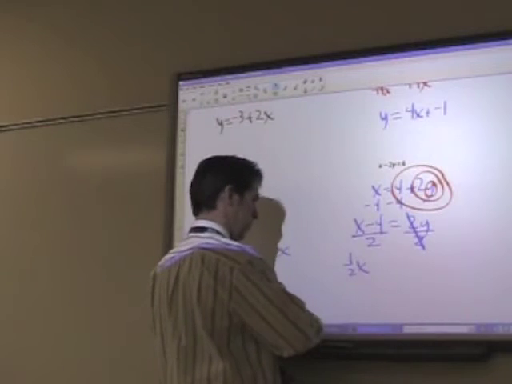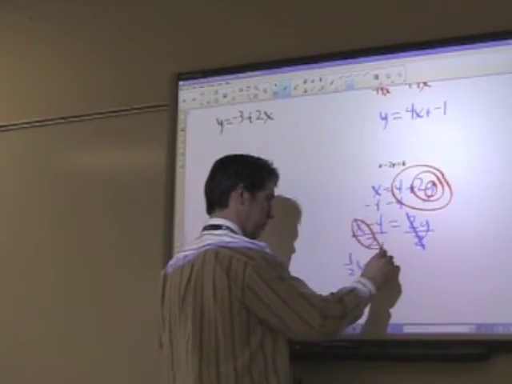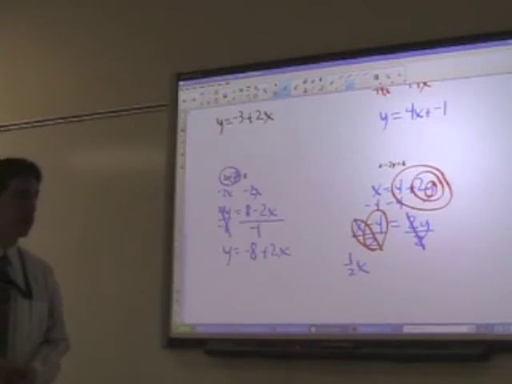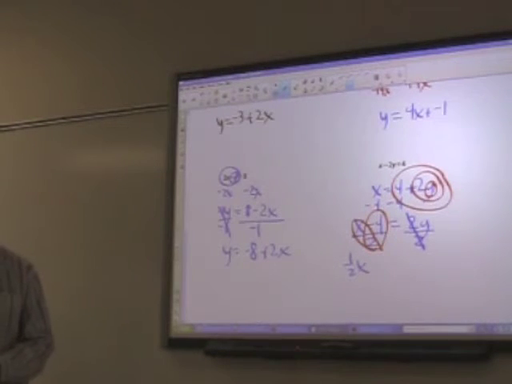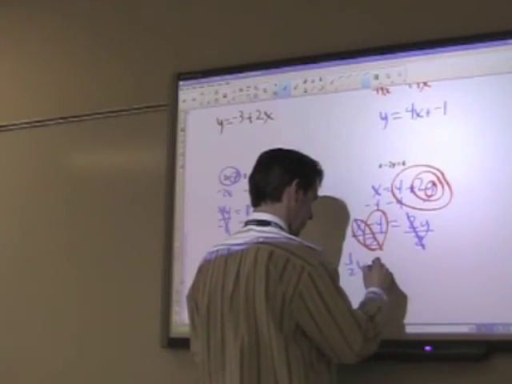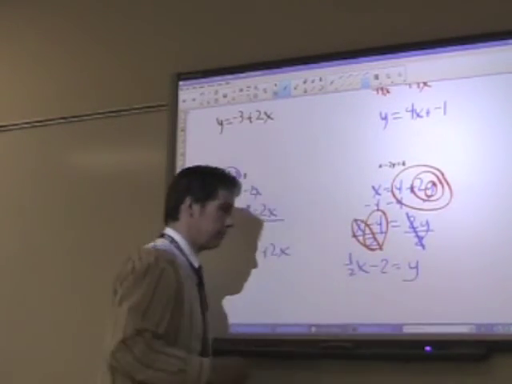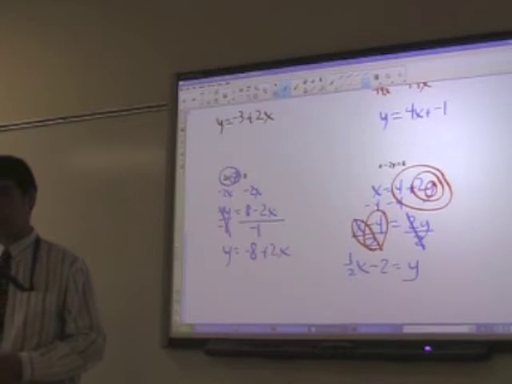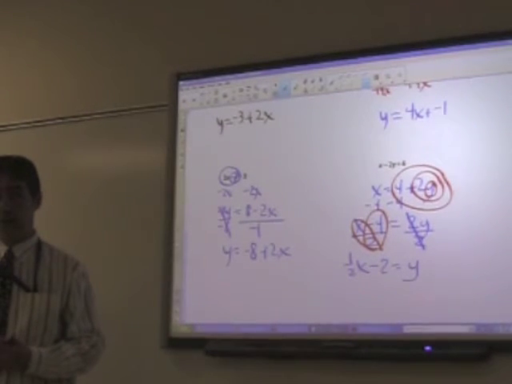We've done this kind of thing before. The pretzel technique. What's negative 4 divided by 2? Negative 2. Negative 2. Now y is by itself.